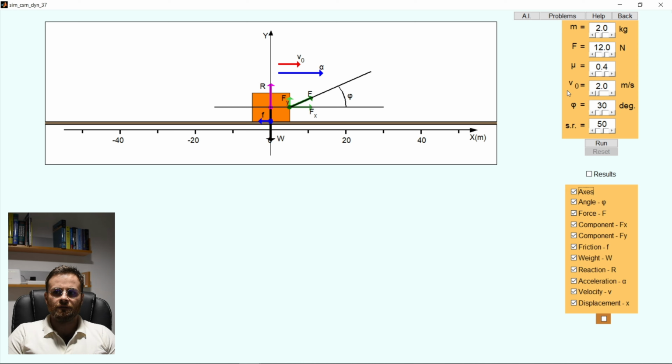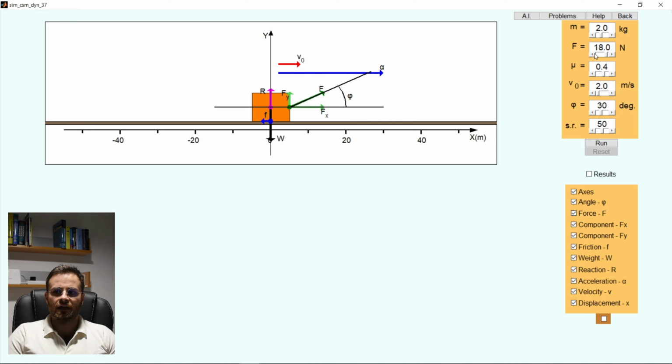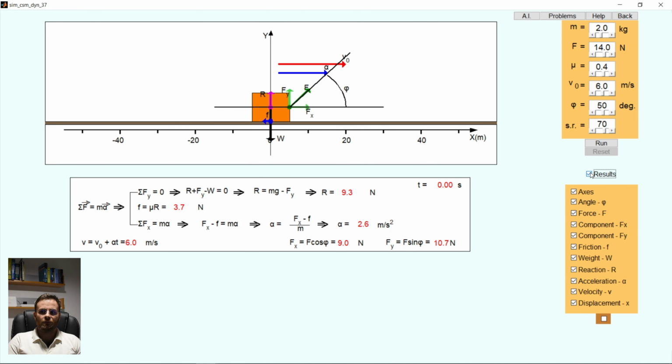From the parameters menu, we can select the values of the physical quantities of the phenomenon: the mass m of the body, the applied force F, the coefficient of friction μ, the initial velocity of the body, the angle phi, and the simulation rate. At the same time, the equations describing the phenomenon and the values of the quantities are displayed in the results table. Notice how students can adjust the parameters and see real-time results. This helps students better understand the concepts through interaction and visualization.